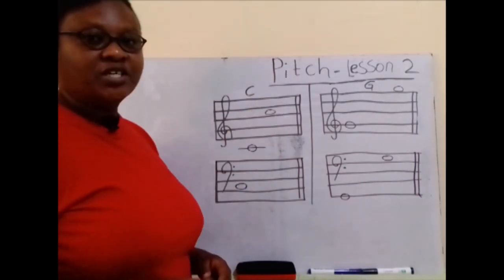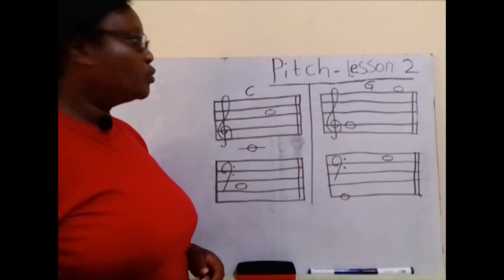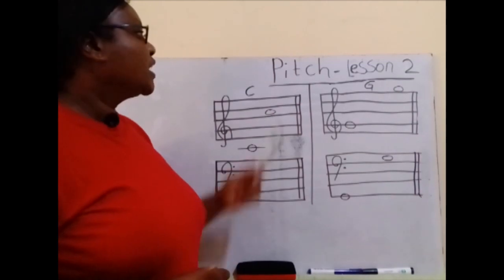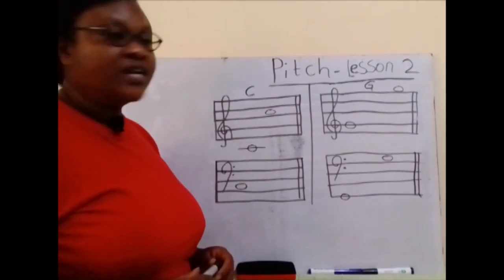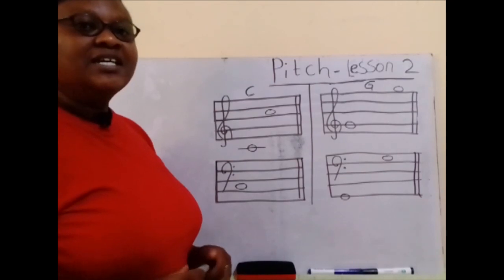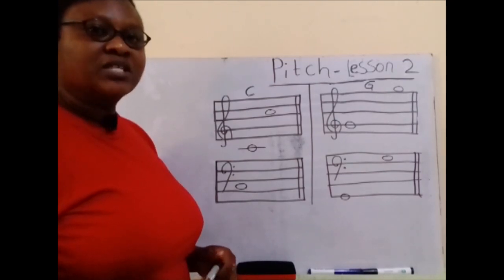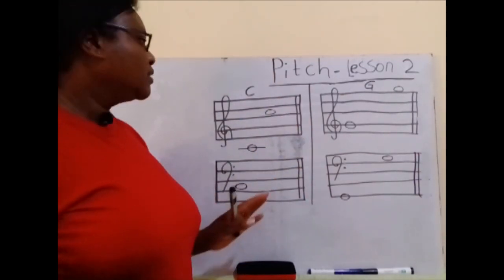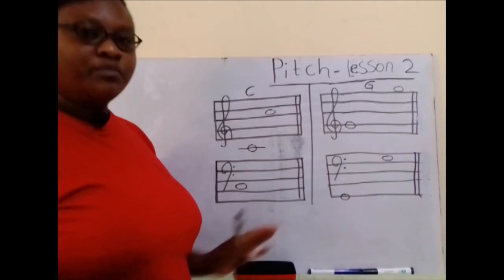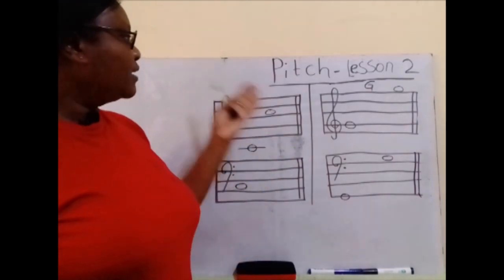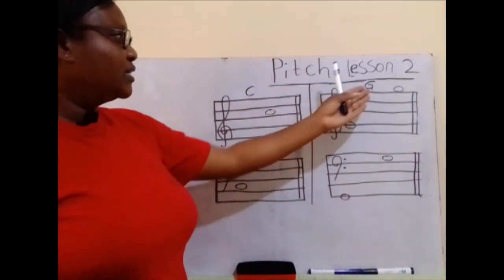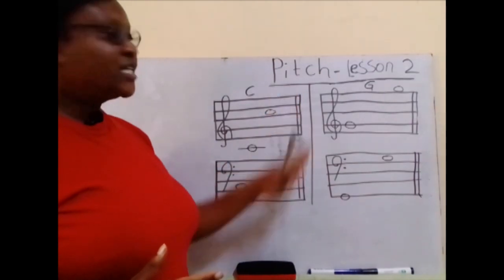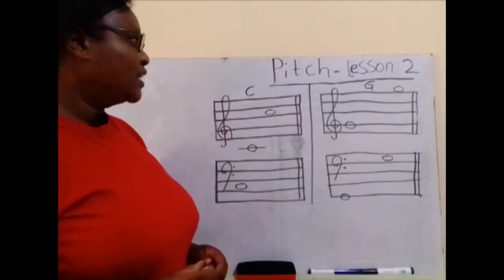We are still on pitch, and now this is lesson 2 under the topic pitch. Remember what we talked about pitch in the previous lesson? We said that it is the highness or lowness of a sound or a note. I have taken some examples here so that we can see what we mean. I have taken an example of C and G. Just 2 examples. When you get the concept, the rest will be like that.